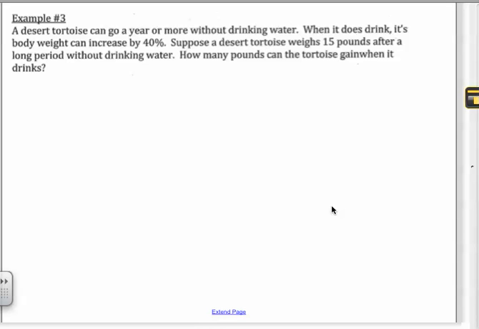40%. I'm not sure. Let me ask you this. Do you agree that 15 is 100%? Do you agree that that's all of its weight? What if I asked you, what is 40%? Would that help? Does that make sense? 15 is 100%. What is 40%?